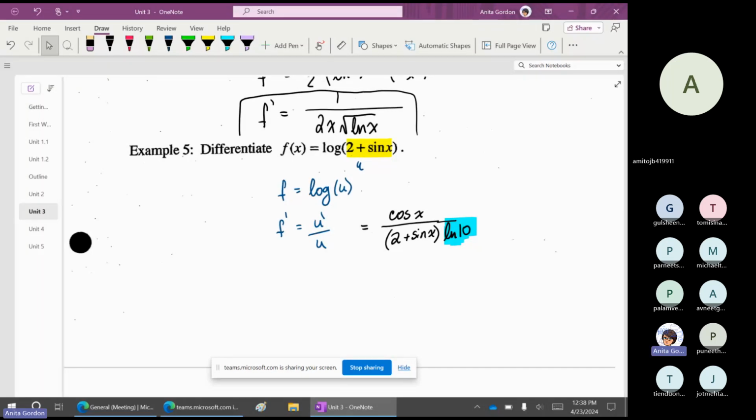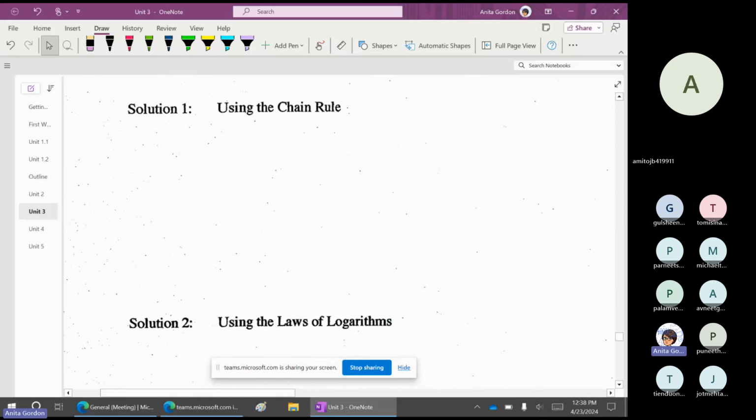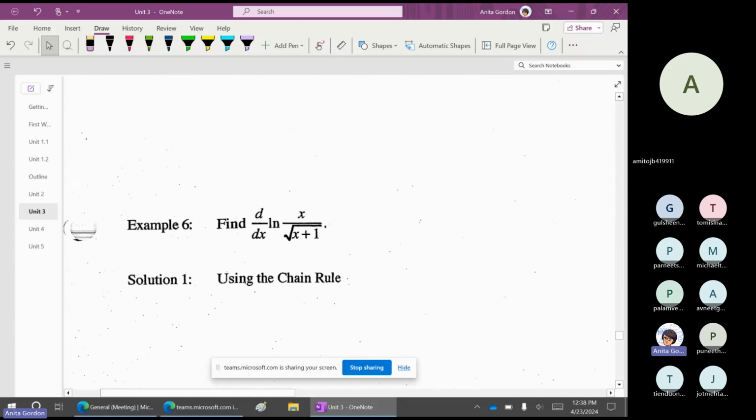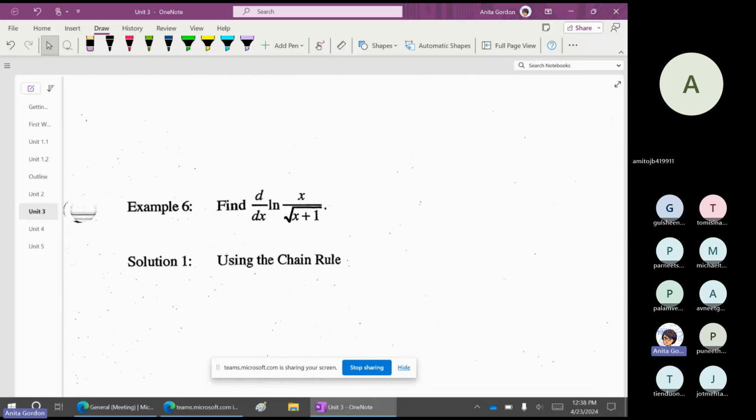You have example 6. Oh yeah, let's do example 6. There's 2 ways to do it: using chain rule or using law of logs. Oh my gosh, it's Friday. I can feel it. Just go with it.